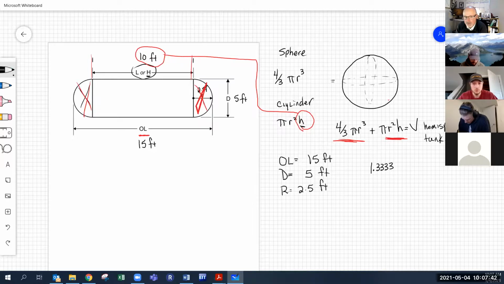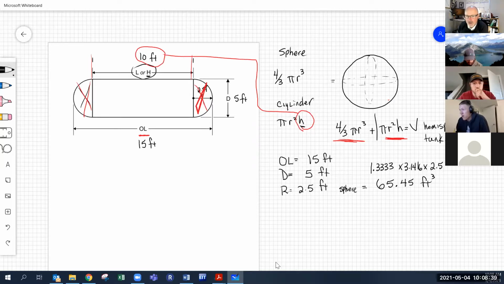So right now we're getting the volume of the sphere. So that is times pi, and we're going to multiply that by my radius cubed. It's going to be radius cubed. So if I get my volume on my sphere, that is going to equal 2.5 cubed times pi times 1.3333. We're going to be close enough to call that 65.45 cubic feet is the volume of the sphere.